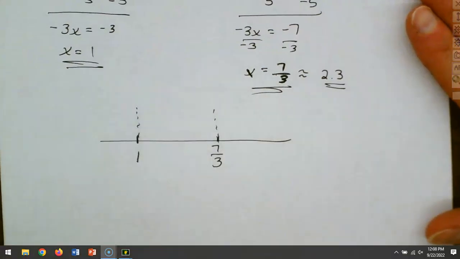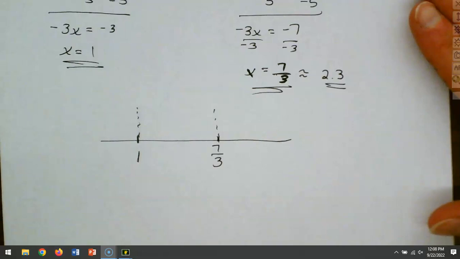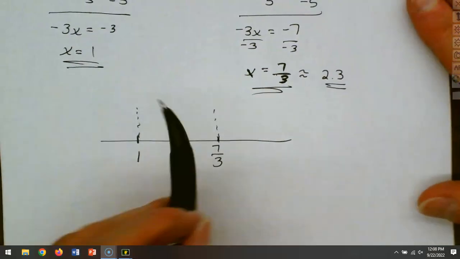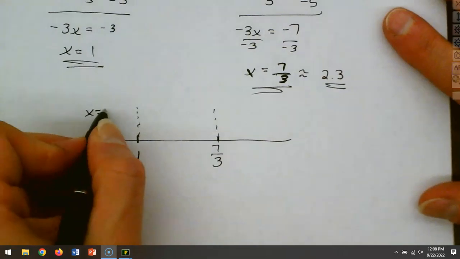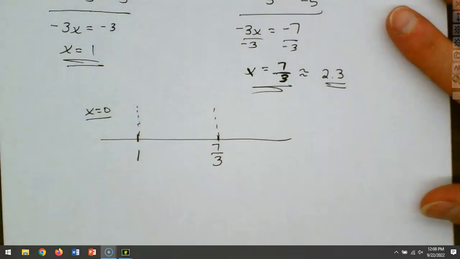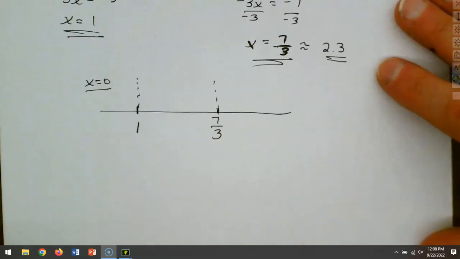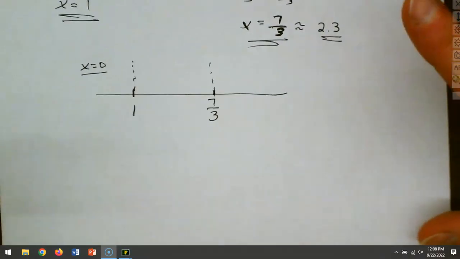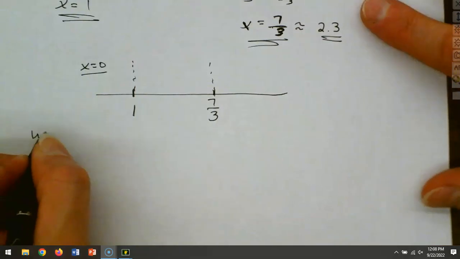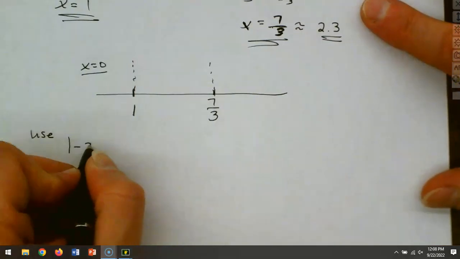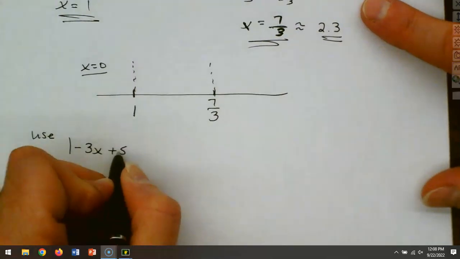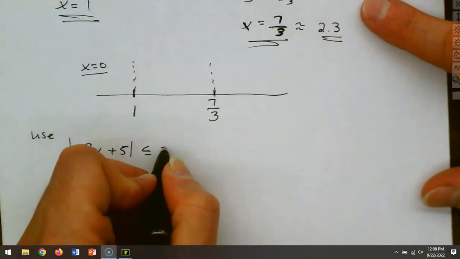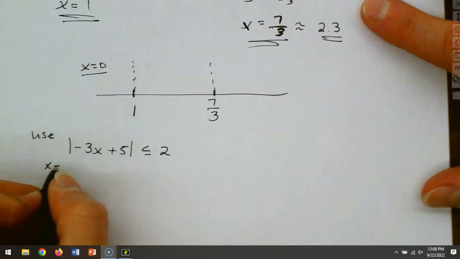Now, what is the only number that I have to check? 0. Where is 0 at? It's not in the middle anymore, is it? 0 is over here on the left. So I have to check it, and 0 is on the left. So make sure you know where 0 is. That's why I always put it where it belongs. We're going to use now the absolute value of -3x plus 5 is less than or equal to 2, and I'm going to check 0.